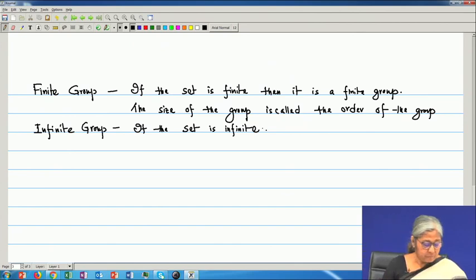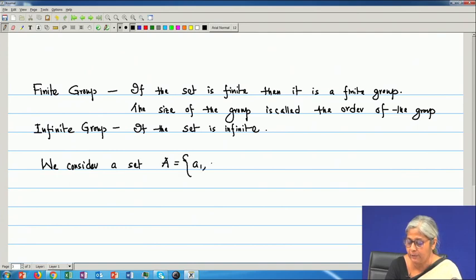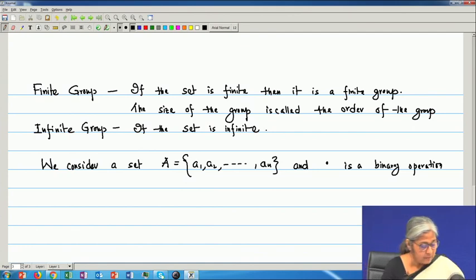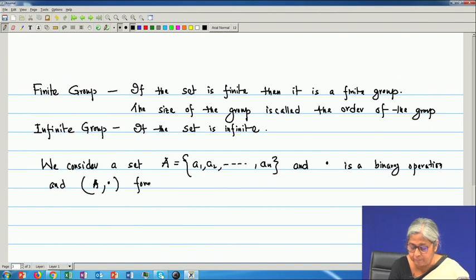Now, we study some properties of groups. We consider a set A with n number of elements, and say dot is a binary operation, and A with the binary operation dot forms a group.